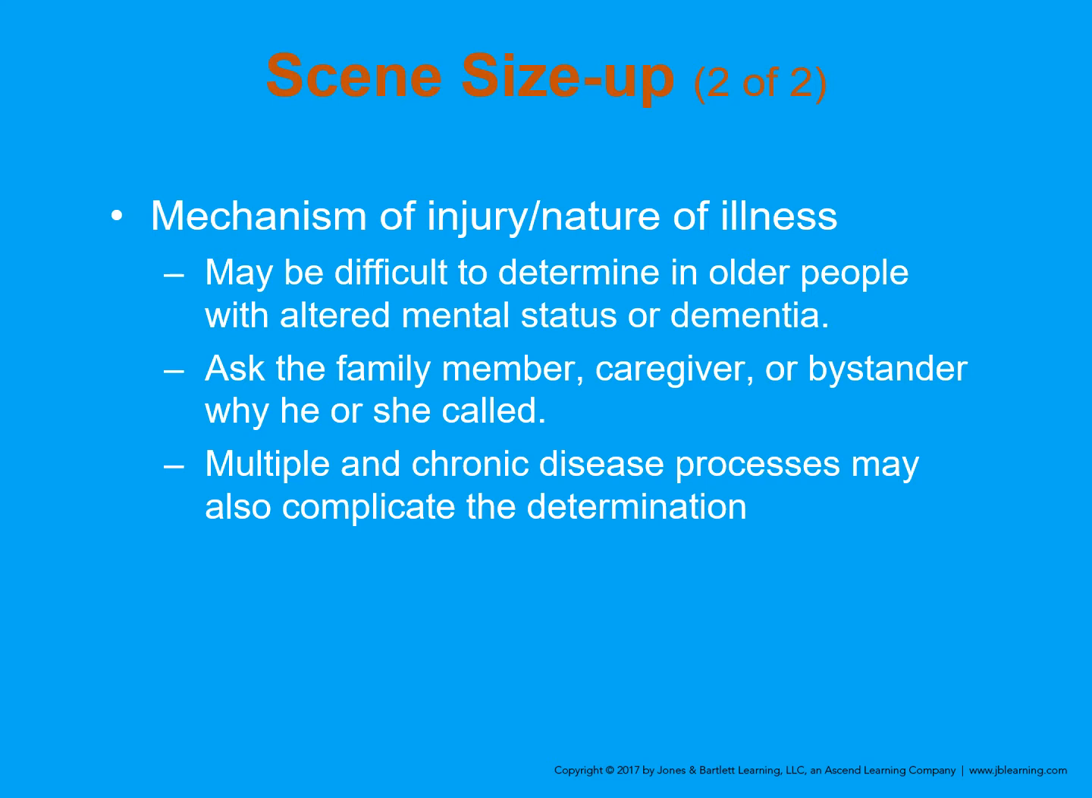We need to be aware of the mechanism of injury, the nature of illness. It might be difficult to determine if there's mental status issues or dementia. Ask family members, caregivers, bystanders why they called. Because generally these patients, when they're really altered or demented, they are not calling themselves. Somebody else is calling the ambulance for them. Be aware of multiple and chronic diseases and how they complicate your determination of injury or mechanism.